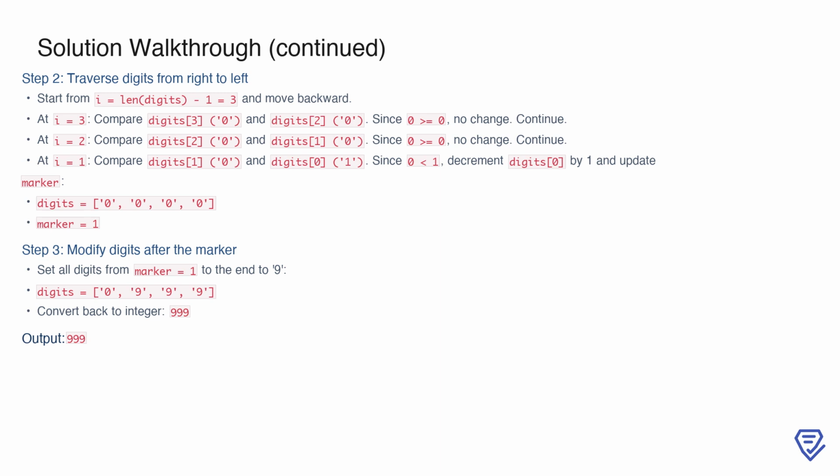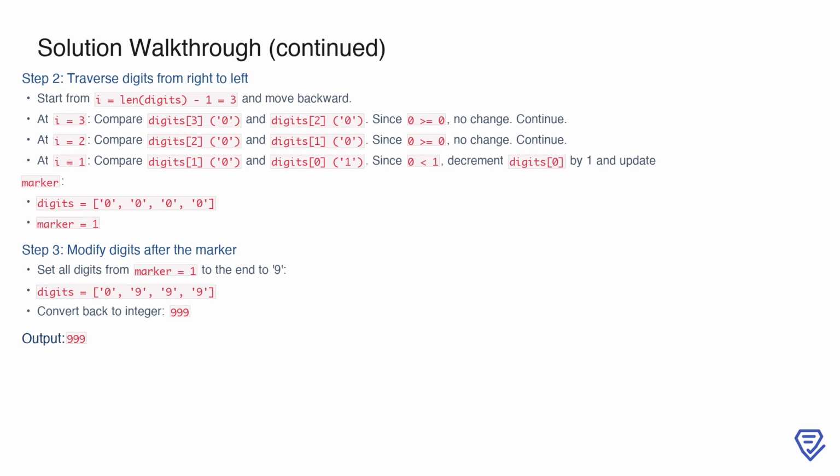At index 1, we compare 0 with 1. Here, 0 is less than 1, so we decrement the digit at index 0 by 1, resulting in 0, and update the marker to 1. The digits now become 0, 0, 0, 0. After identifying the marker, we modify all digits from index 1 to the end of the list, setting them to 9. This gives us 0, 9, 9, 9.